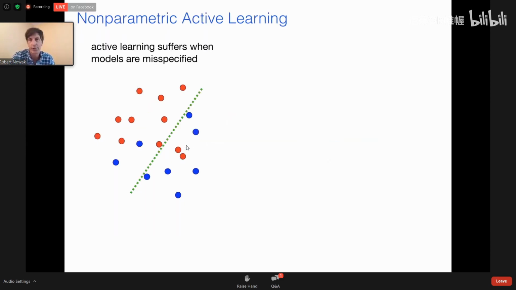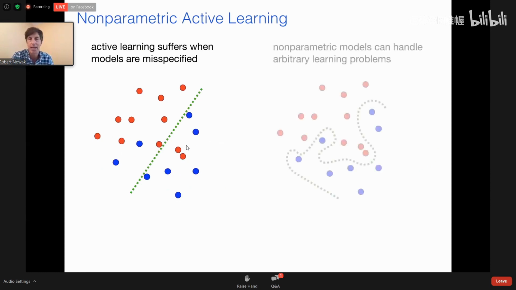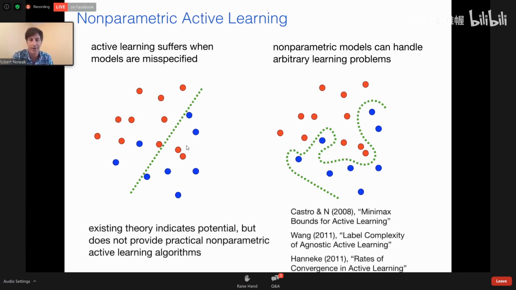So what's the usual way we would go? Well, maybe we'd go nonparametric. Since active learning suffers when models are misspecified, maybe we should use nonparametric models that can handle arbitrary learning problems. So this is a natural next step to consider. And there's been a lot of theoretical work on this type of nonparametric active learning problem. I mentioned a few papers there.